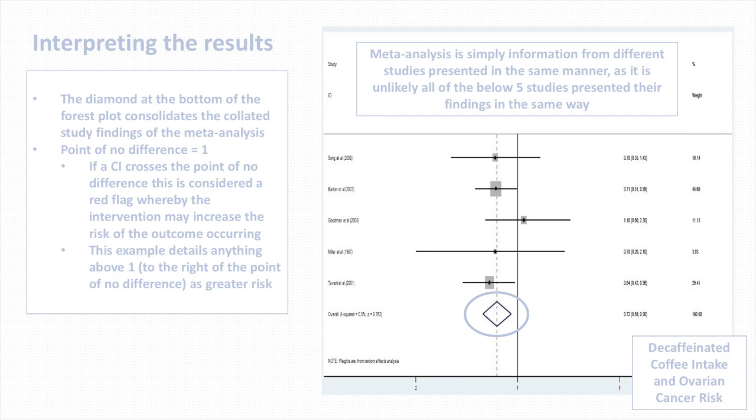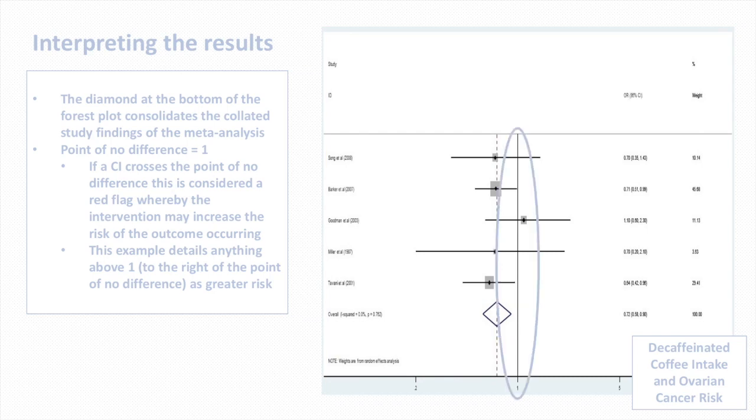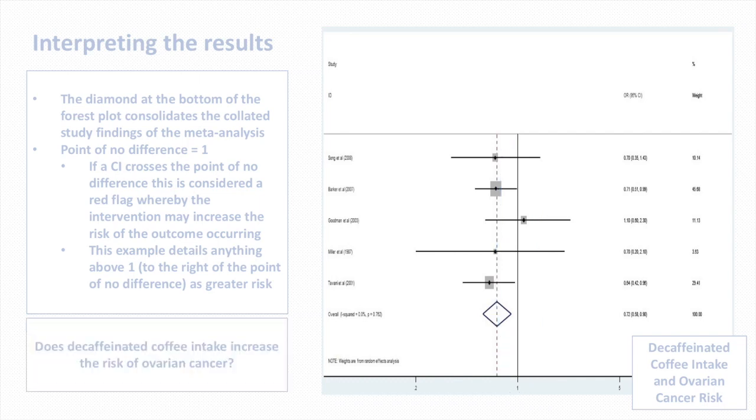You will also note the vertical line through this forest plot. This is known as the point of no difference, which, because we're talking about ratios, is 1. If a confidence interval crosses through the point of no difference, this is considered a red flag, whereby the intervention, in this case decaffeinated coffee, may actually increase the risk of our outcome occurring. For example, anything to the right of this point may actually increase the risk of ovarian cancer.